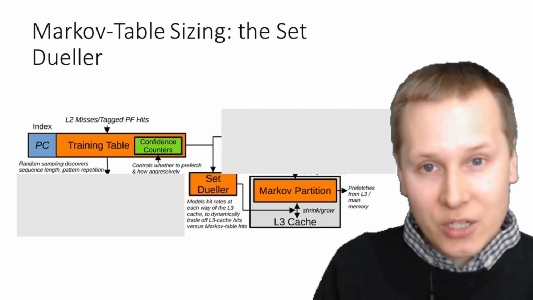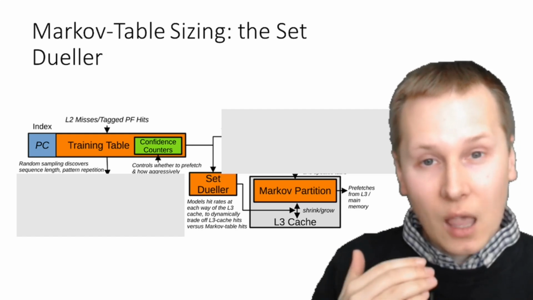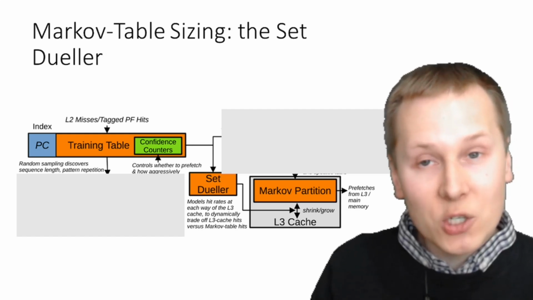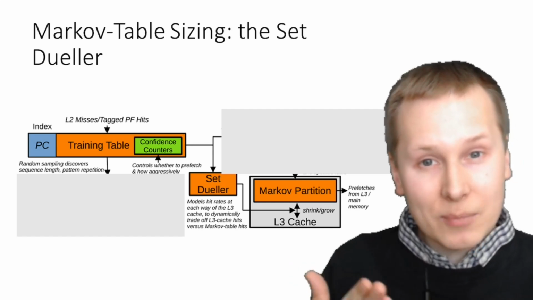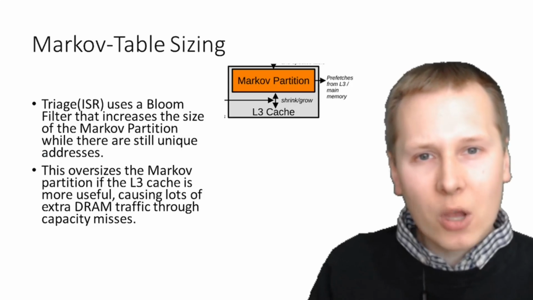One of the other big issues with Triage is that it takes up more of the L3 cache than it should. And we have a mechanism to try and trade off the L3 cache with the Markov partition better. Why? What goes wrong with Triage?